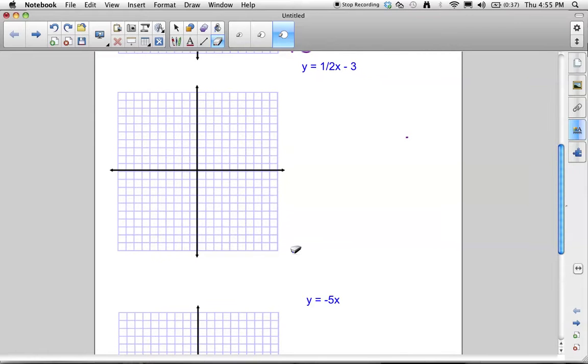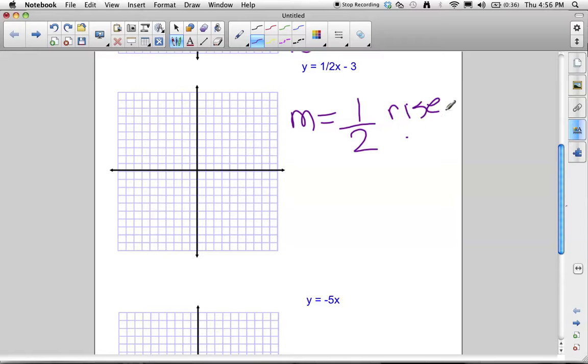Given an equation, you want to first identify your slope and your y-intercept. Slope is always what's being multiplied by the x. So what's in front of our x or being multiplied by x? 1/2. Now this is already written in rise over run, so you don't need to put it over 1. One is your rise, how much you go up and down, and 2 is your run, how much you go left to right.